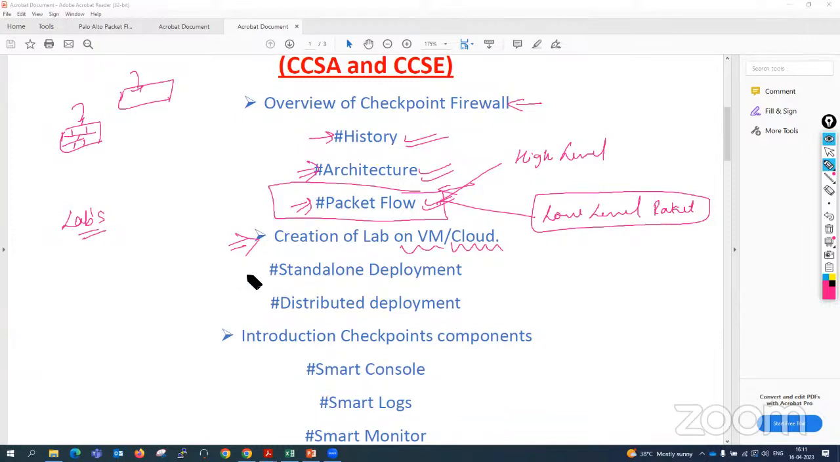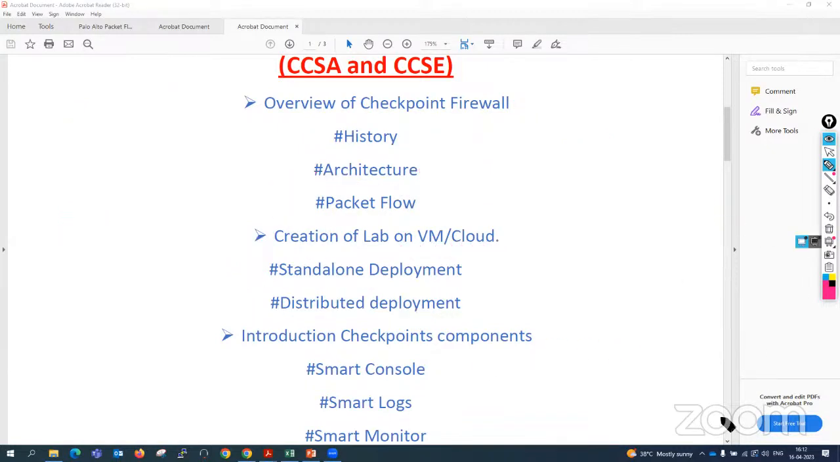Then deployment modes, like how you can deploy the checkpoint firewall in the industry. There are certain deployment modes like standalone deployment and distributed deployment. What are the differences between them? In which scenario, which one should you follow? And what are the advantages of them? These things we'll discuss in this particular section.